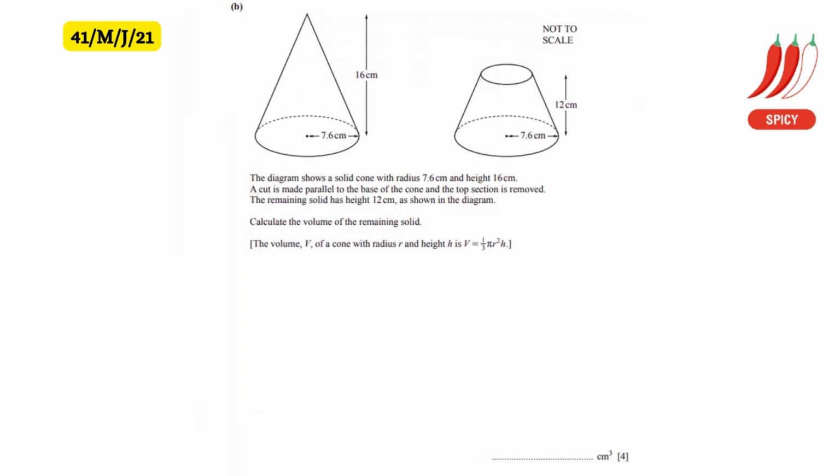And in part B, it says that the diagram shows a solid cone with a radius of 7.6 centimeters and height 16 centimeters. A cut is made parallel to the base of the cone and the top section is removed. The remaining solid has height 12 centimeters as shown in the diagram. Calculate the volume of the remaining solid.